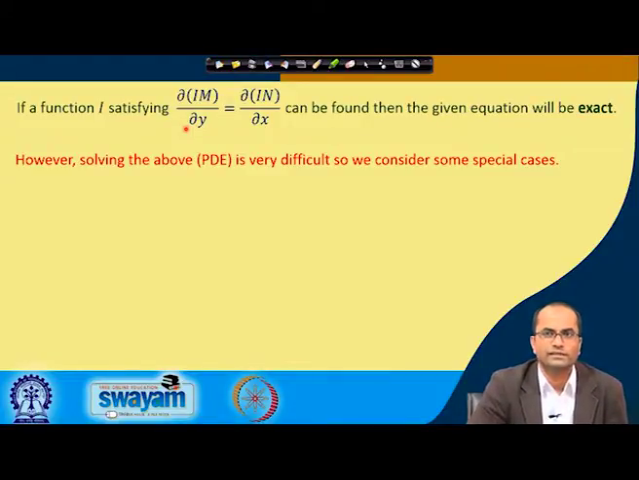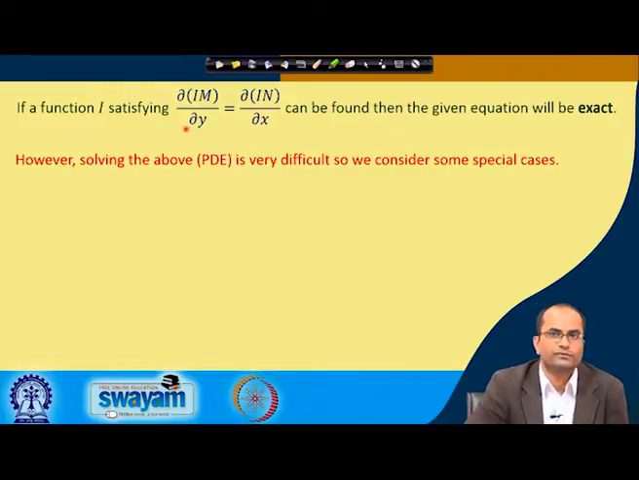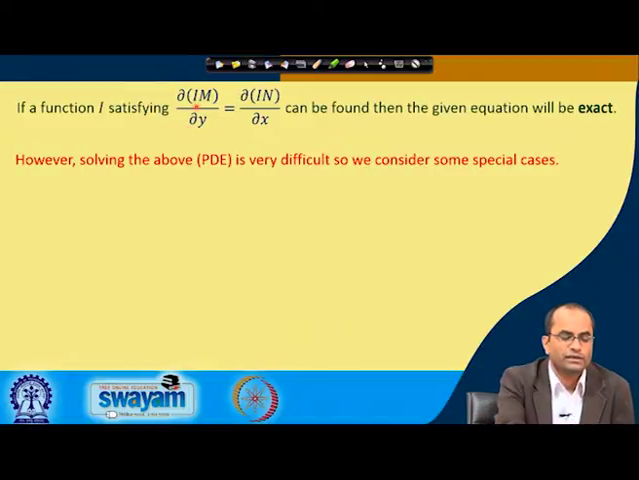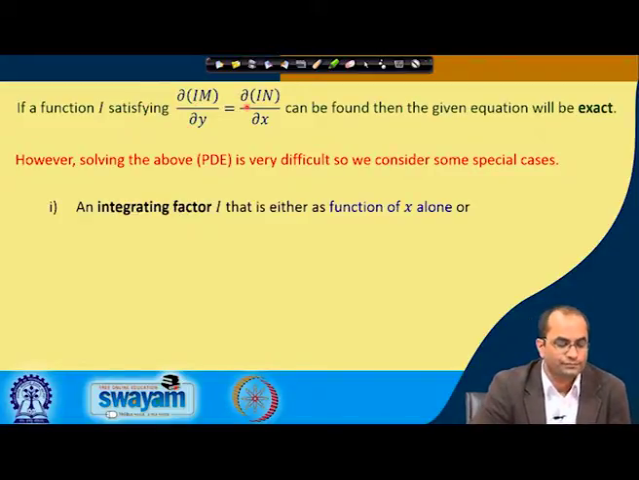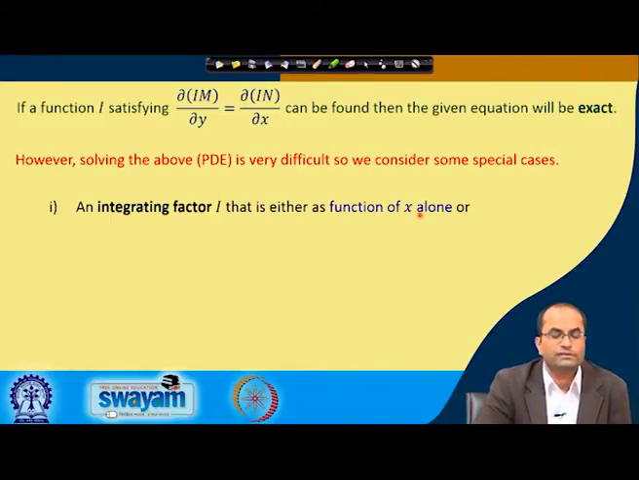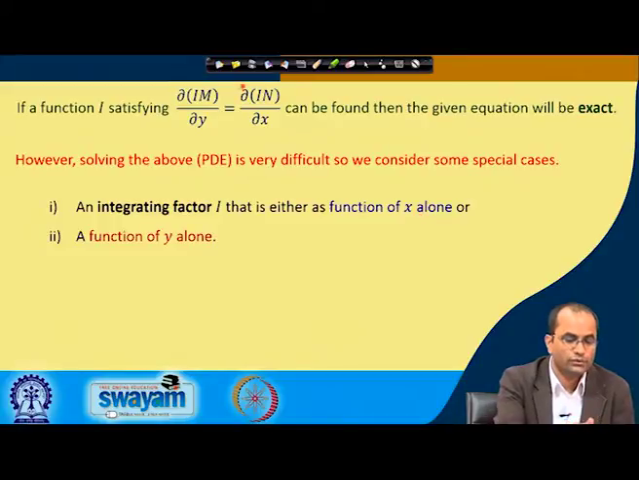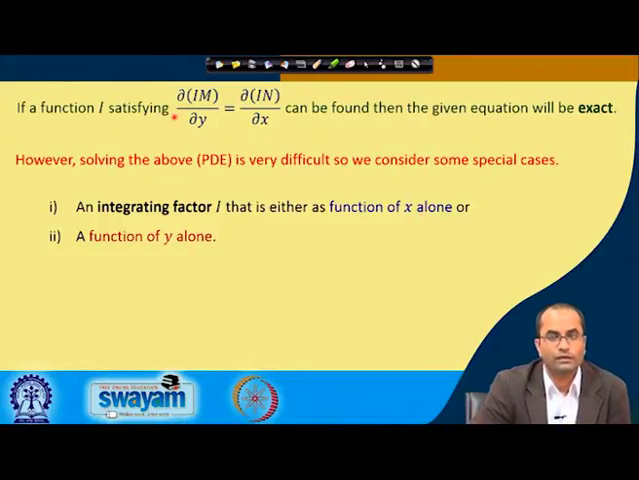So, we will consider here at least 2 of them, and many more special cases could be derived from this partial differential equation, so that we can get this unknown I. So, these are the special cases: an integrating factor I that is either a function of x alone or a function of y alone. That is our first assumption, that we are looking for an integrating factor which is a function of x alone or a function of y alone. These 2 special cases we will consider here to get the solution of this partial differential equation.